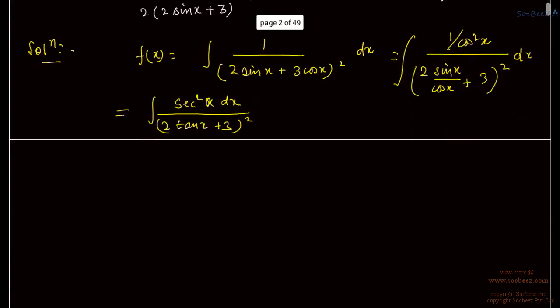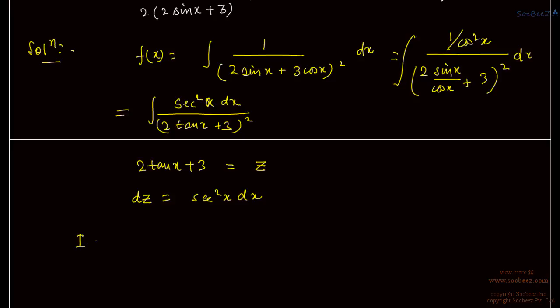So now substituting 2 tan x plus 3 as variable z, we have dz as sec square x dx. Okay, so now we can write the integral as integration of, in place of sec square x dx we can write dz, and in place of 2 tan x plus 3 we can write z. So we have z to the power minus 2 dz.